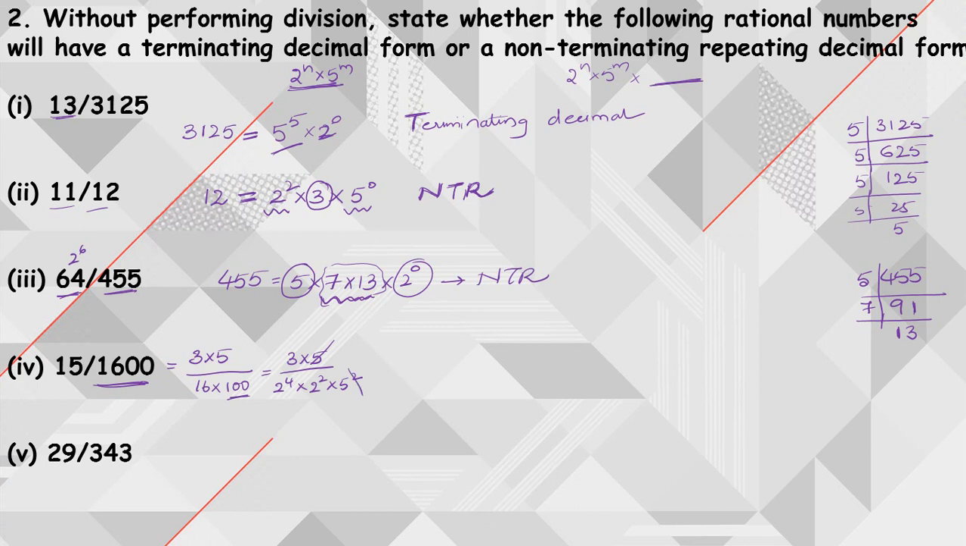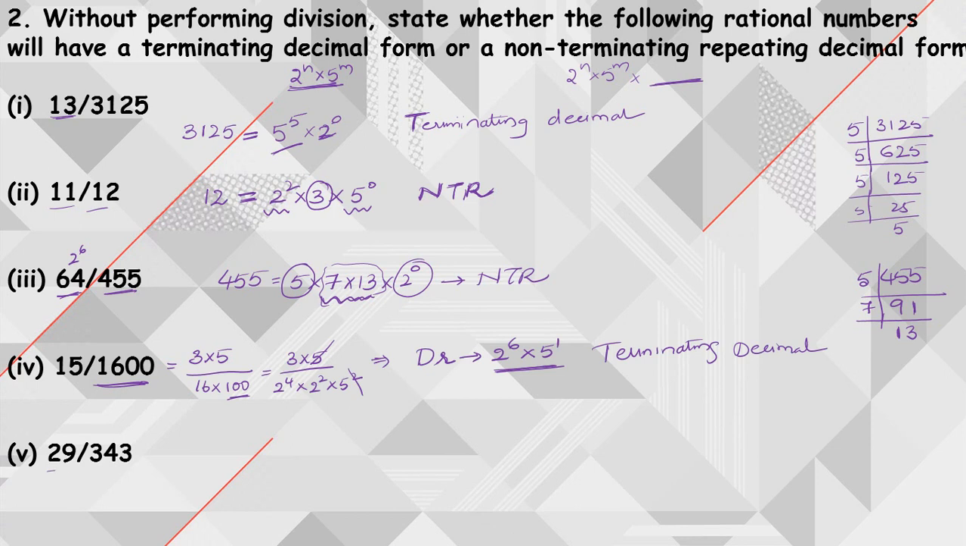So this 5 in 5 square, I can cancel it out. Then this particular question's denominator, I can write it as 2 power 6 into 5 power 1. So it is in the form of 2 power n into 5 power m. Hence it is a terminating decimal.